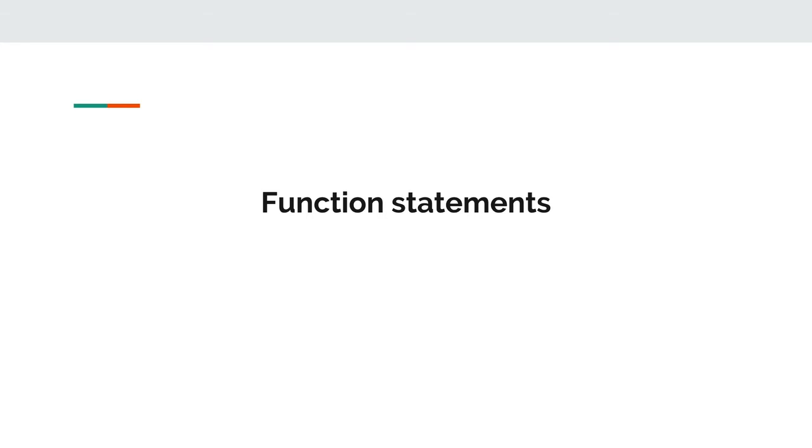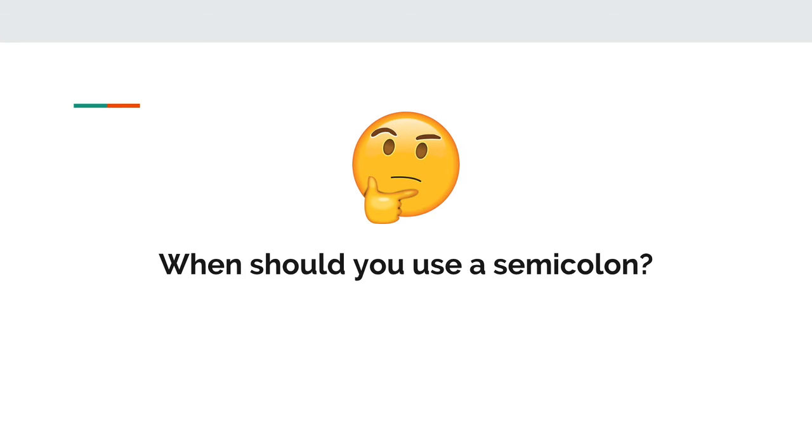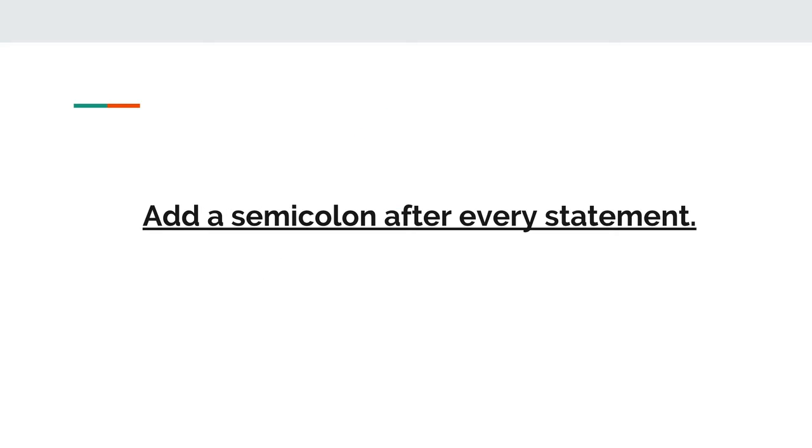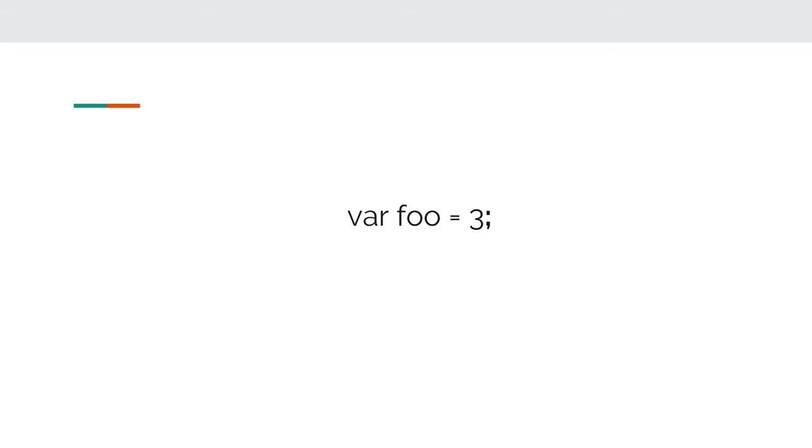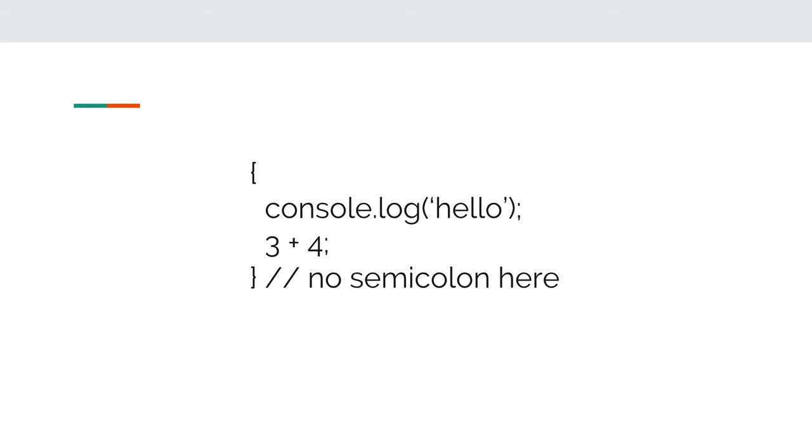Now, the essential question is, when should you use a semicolon? The rule of thumb is that you add a semicolon after every statement. For example, add the semicolon when you declare a variable. Execute a console.log. Use the break keyword. But the exception, though, is that you omit the semicolon after a block of code. Don't add the semicolon after the pair of curly braces for an if statement or a switch statement, for example.